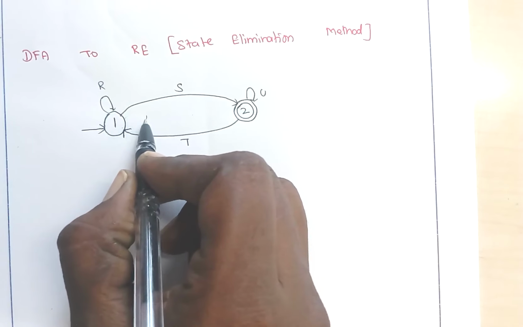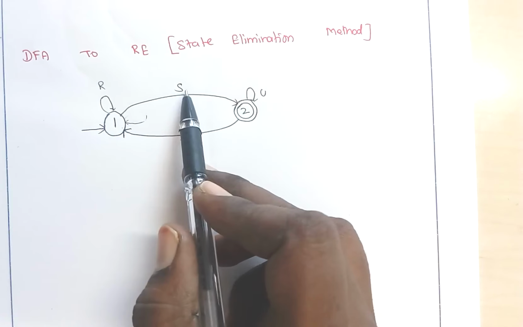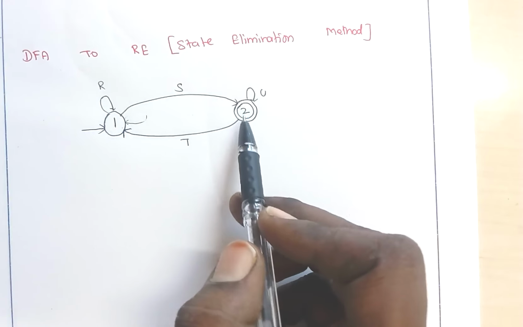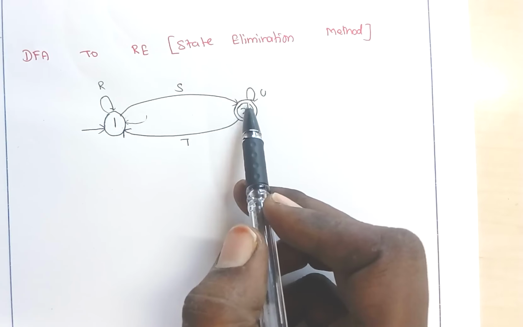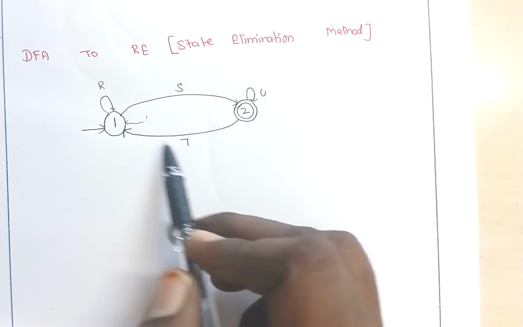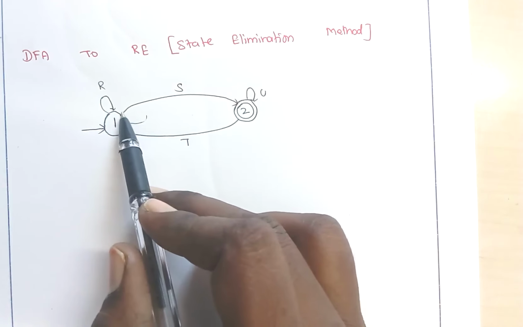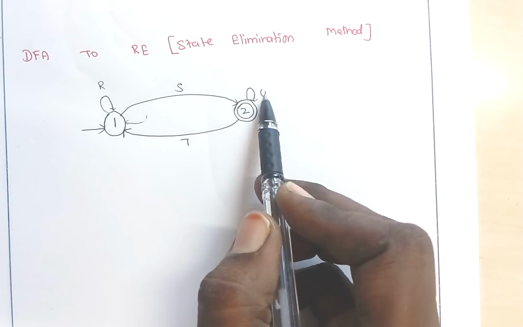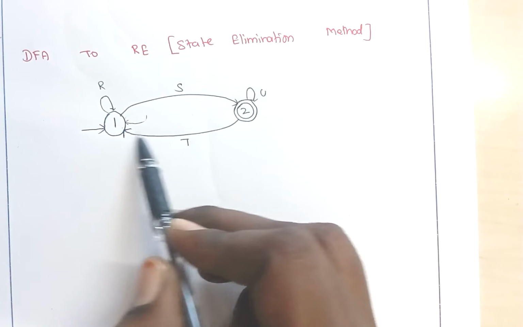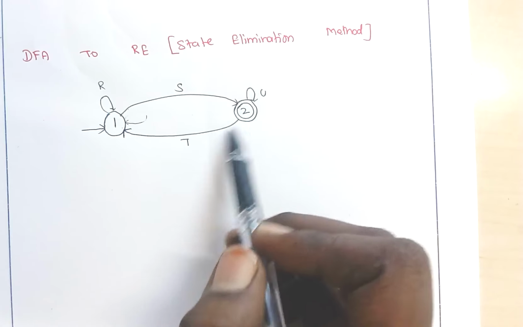When you consider this as a looping condition towards 1, from 1 using the input S the transition goes from 1 to 2, and at 2 you have a self loop U. Again from 2 to 1 we have a transition through the input T. The loop over this can be represented as S U star, because whenever it is a looping condition we call it a U star condition, and while coming back it is T. So the self loop will be S U star T.